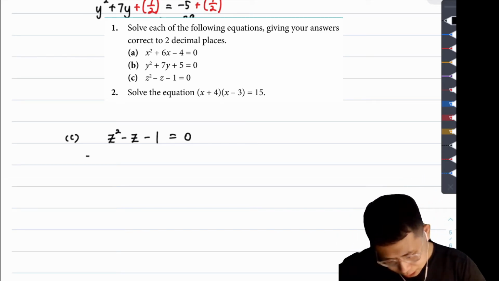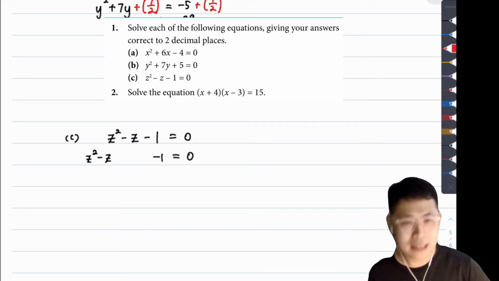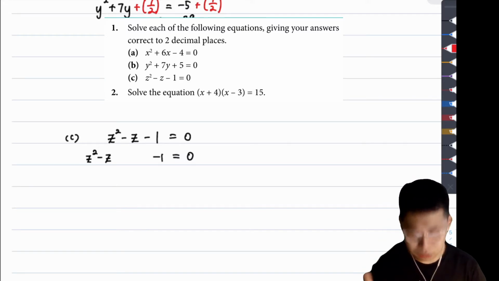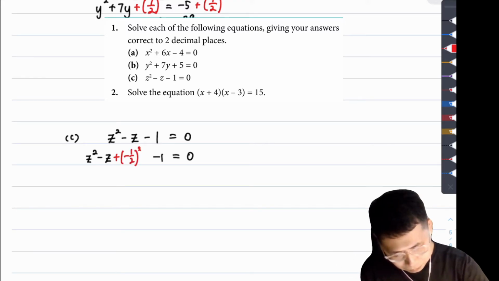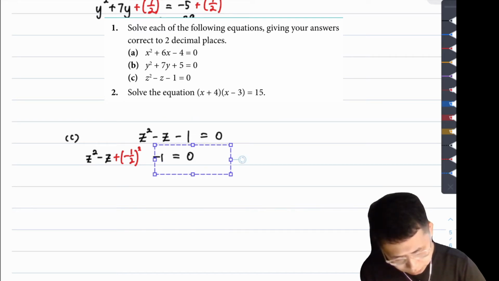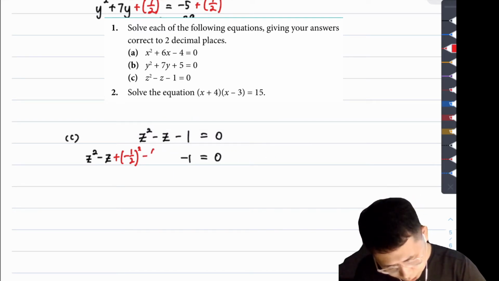So we have to complete the square. I have my z squared minus z, and I have my minus 1 over here. I'm going to add b over 2. So b is negative 1, so negative 1 over 2. I'm going to add a negative half squared, and move this over here. I'm going to subtract a negative half squared over there.